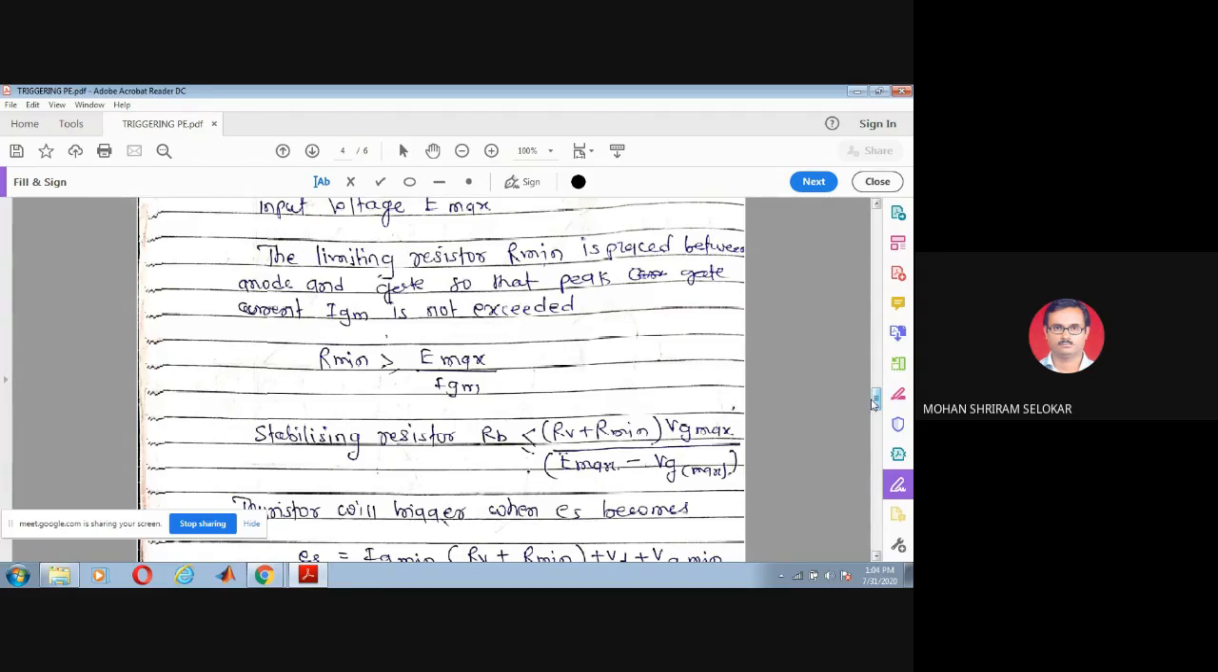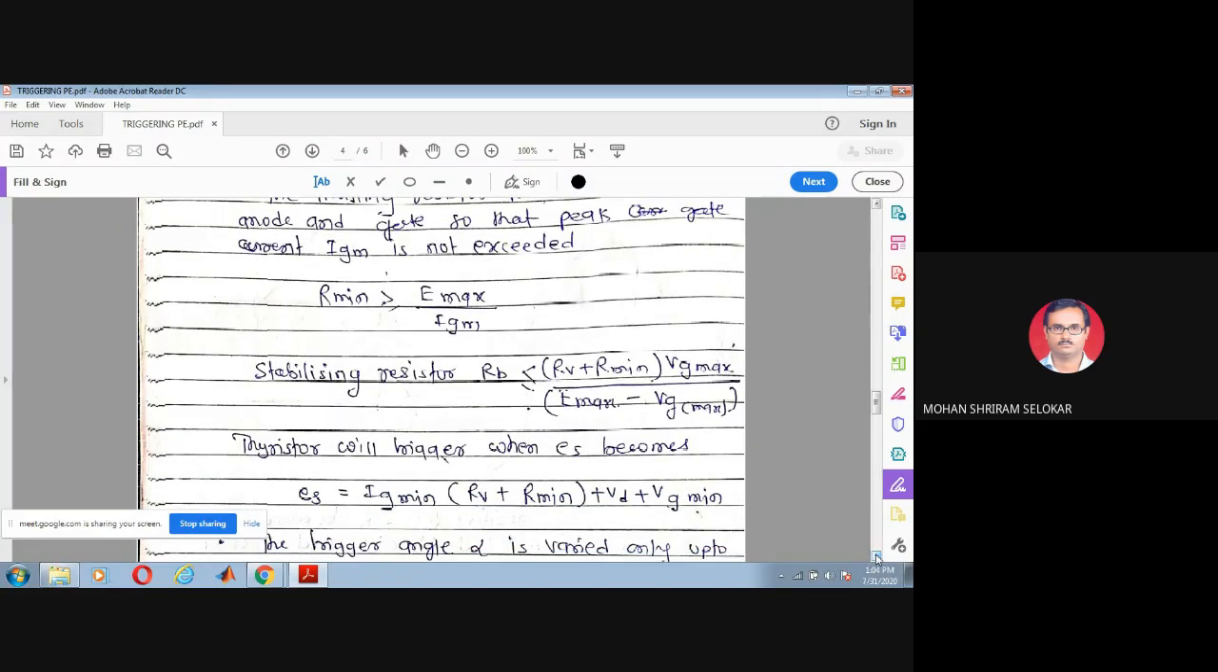Similarly, another resistor which is used here is RB. Understand? RB is called a stabilizing resistor, and it is given by the formula RB equals (RV plus Rmin) into Vg max divided by (E max minus Vg max). That is the deciding value of RB. RB is called a stabilizing resistor. Okay.